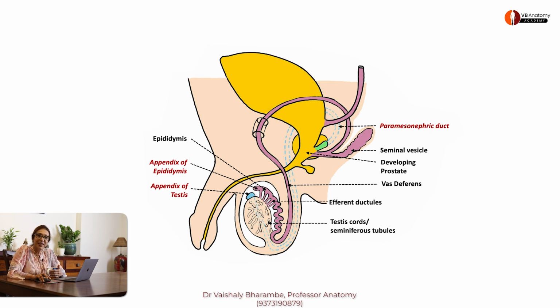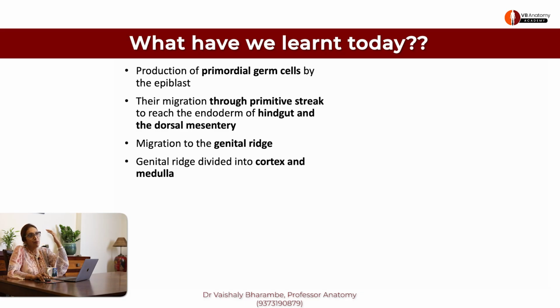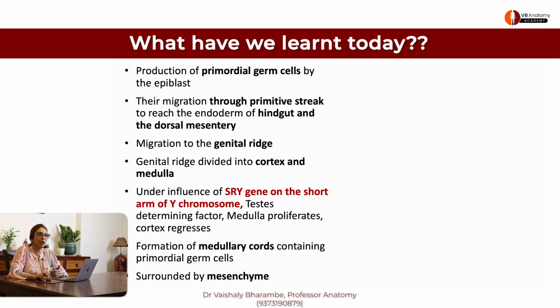I hope you've enjoyed this. What have we learned today? We learnt about where primordial germ cells were produced, how they migrated to the genital ridge, how they multiplied or were stopped from multiplying at one point. Then we spoke about the effect of the SRY gene and how it promotes the development of testes and stops the development of paramesonephric ducts.